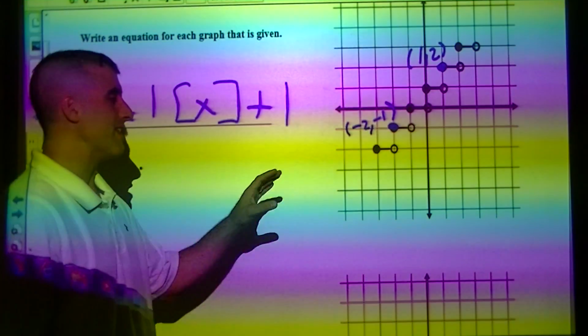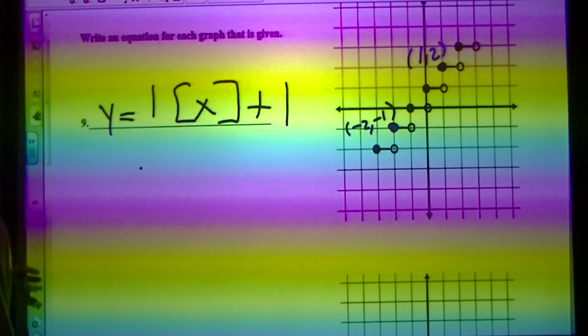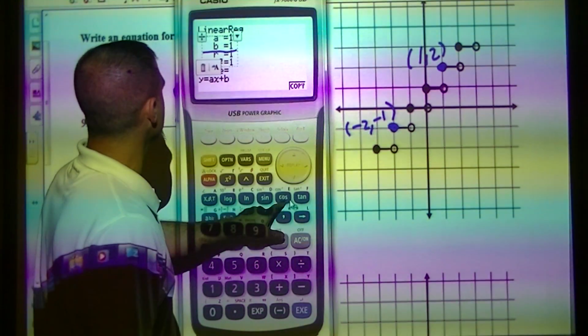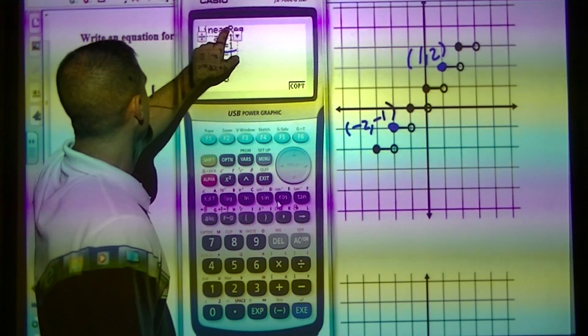It's much harder to find the anchor point because you can't really tell where the center part is there. All right. Let's see. I've got to clear that out.